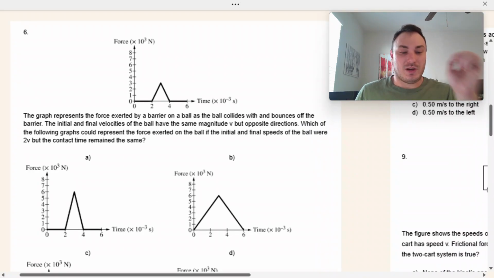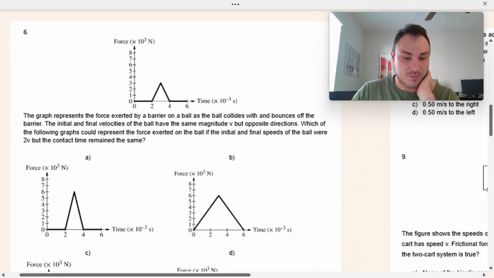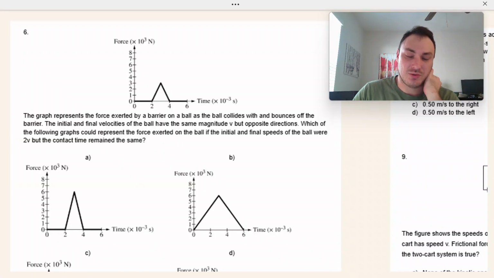All right, we have a graph that represents the force exerted by a barrier on a ball as the ball collides and bounces off the wall of the barrier. The initial and final velocities of the ball have the same magnitude v, but opposite directions. Which of the following graphs could represent the force exerted on the ball if the initial and final speeds of the ball were 2v, but the contact time remained the same?